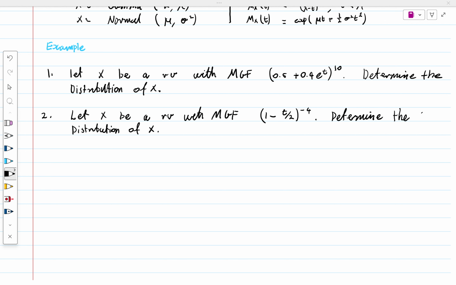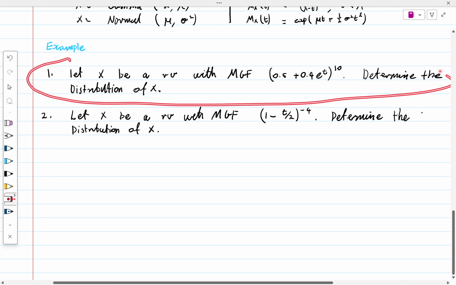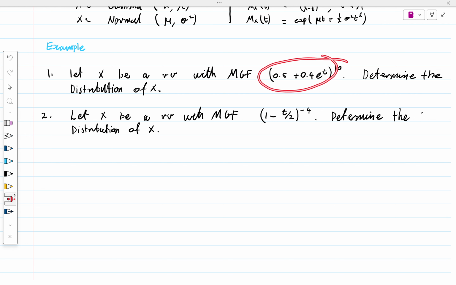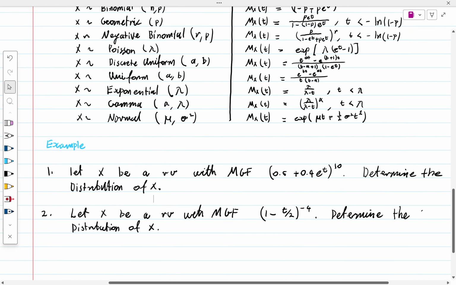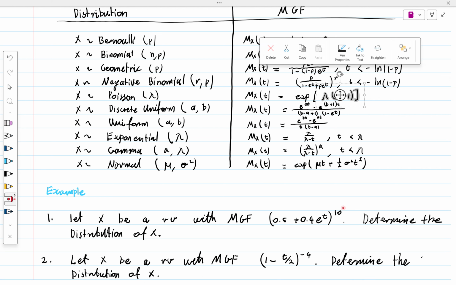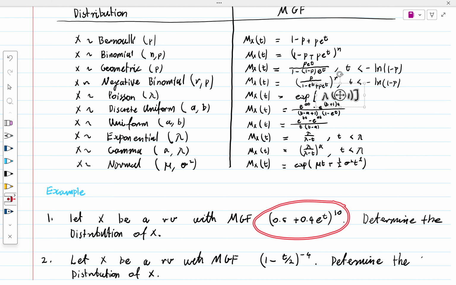We have two examples here. Let's have a look at number one first. Let X be a random variable with MGF (0.6 + 0.4e^t)^10. Now, let's look at our list of moment generating functions above and see if any of them even resemble this.